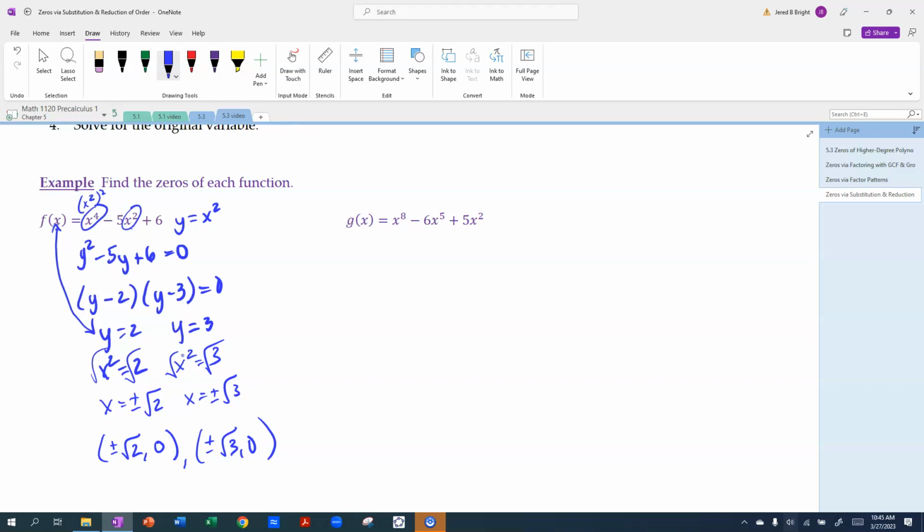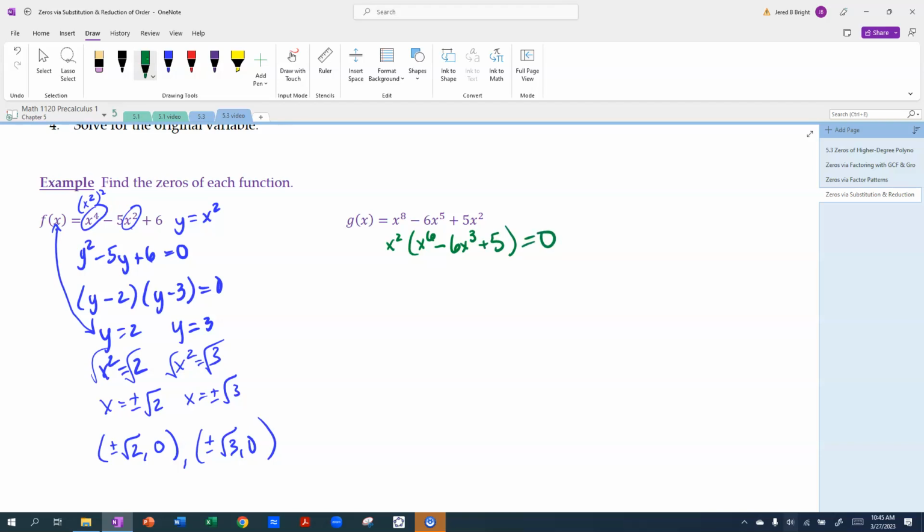Okay, so that's the process of reduction of order: make a substitution, factor, solve, resubstitute, and solve. The next one is a little interesting. I like it. But before we make a substitution, I see that there's an x in common to everything, so this is like x squared. If I factor out an x squared, I'd have x to the sixth minus 6x to the third plus 5 is equal to 0.